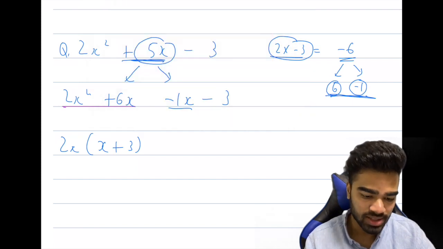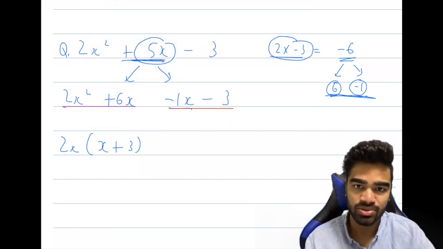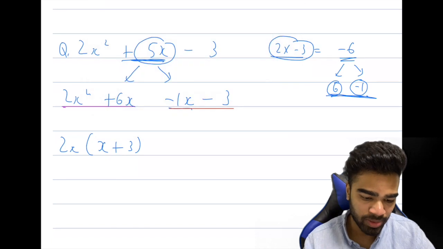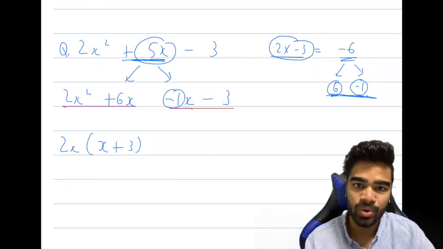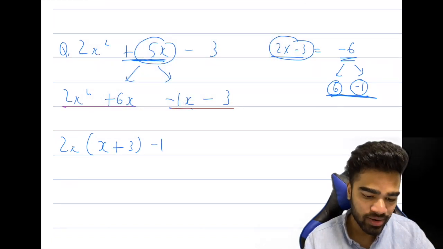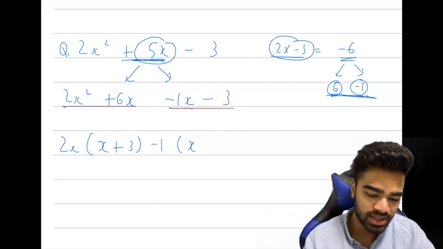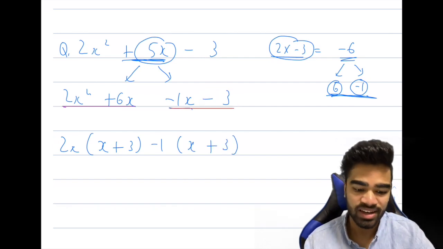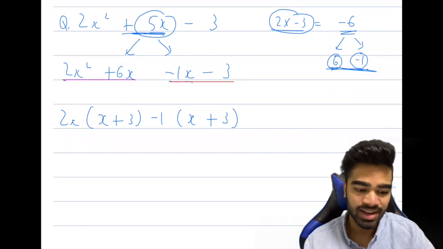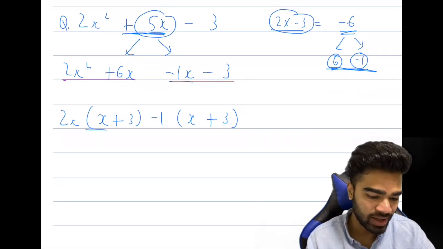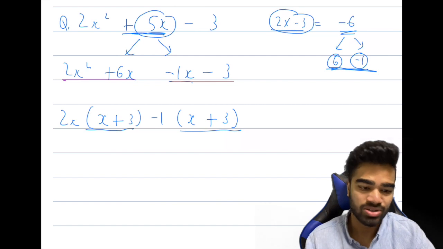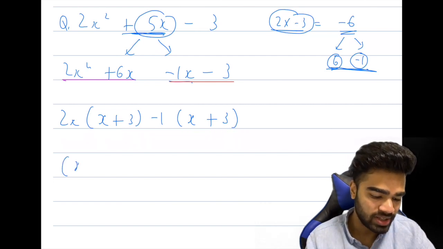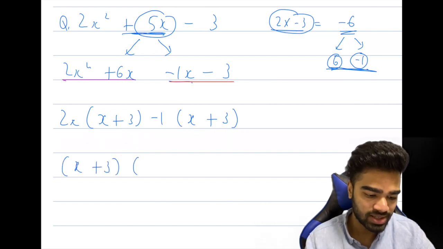Next, you factorize the last two numbers, the last two terms. So what's the common factor? Well, I can take the negative 1 out. So if I take negative 1 out, what I'm going to be left with is x, and then negative 3 divided by negative 1 is positive 3. So if you take negative 1 out, what do you notice, right? So we did this in factorizing by grouping. x plus 3 is common, so we can take it out.